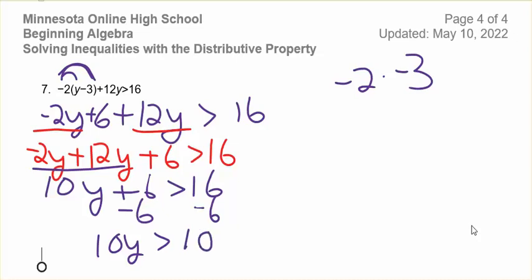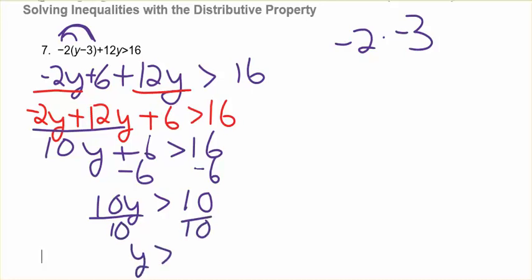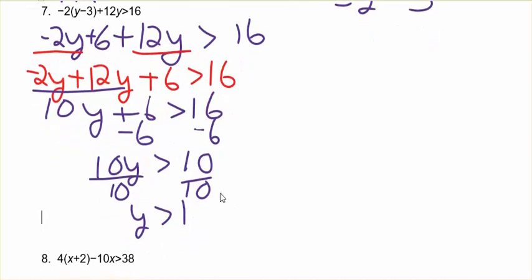And then step 4 is to undo what's being multiplied to both sides. So I would undo the multiplying by 10 by dividing by 10, and I end up with y is greater than 10 divided by 10 is 1. I didn't have to switch the inequality because I divided by a positive number. So the final step then was to write your inequality. We don't need to graph, so that would be it for this one.